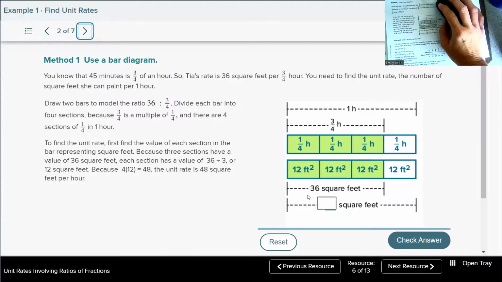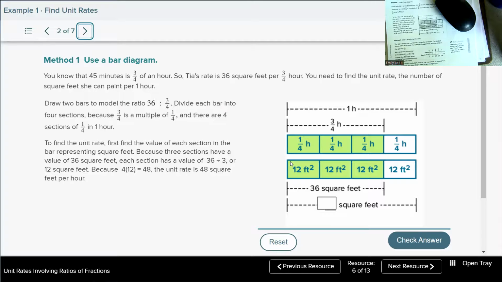Oh, I see. See how they got 36? And they divided them each by one of the quarters for 3/4. They divided each bar into 4 sections because 3/4 is a multiple of 4, and there are 4 sections of 1/4 in 1 hour. I know that takes a second to make sense of that.